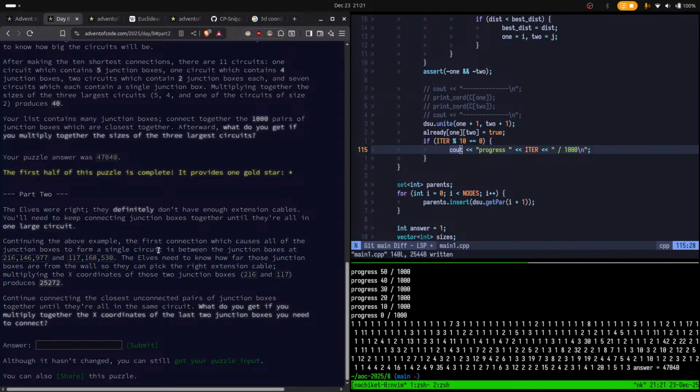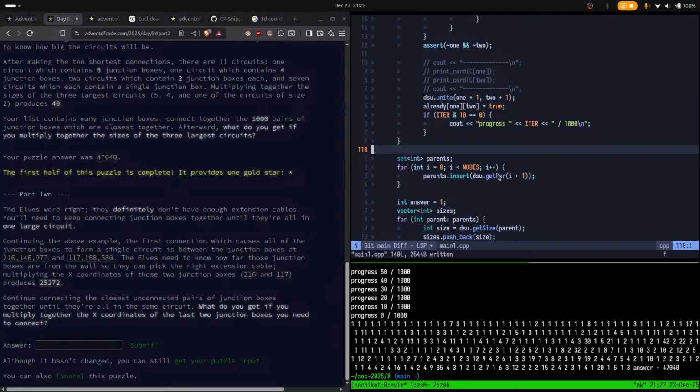Continuing the above example, the first connection which causes all of the junction boxes to form a single circuit is between the junction boxes at these. The elves need to know how far those junction boxes are from the wall so they can pick the right extension cable. Multiplying their x coordinates produces this. Continue connecting the closest unconnected pair of junction boxes until they form a single circuit. What do you get if you multiply together the x coordinates of the last two junction boxes?